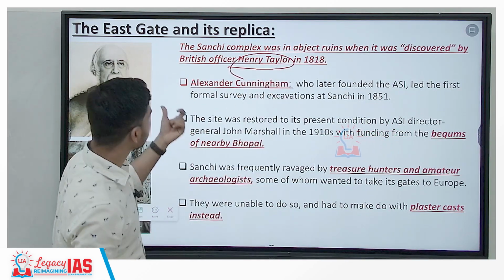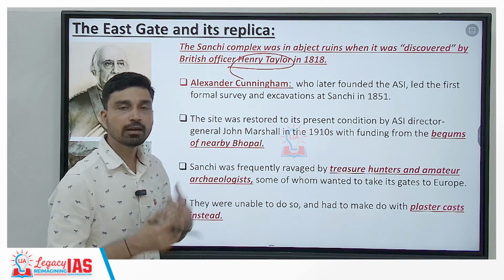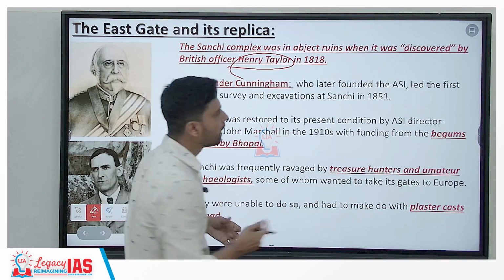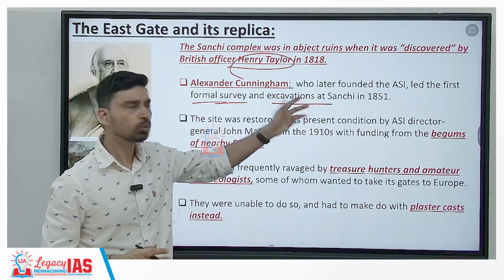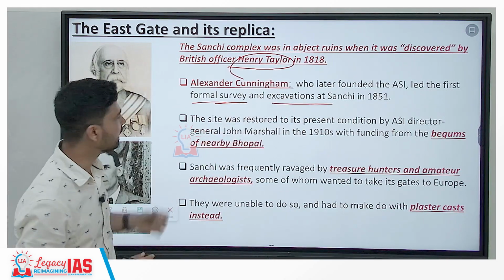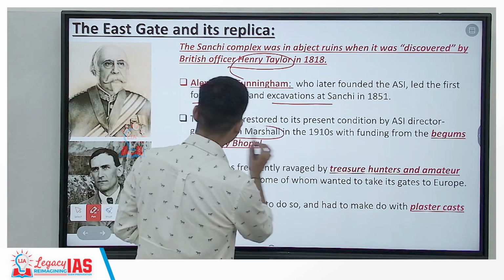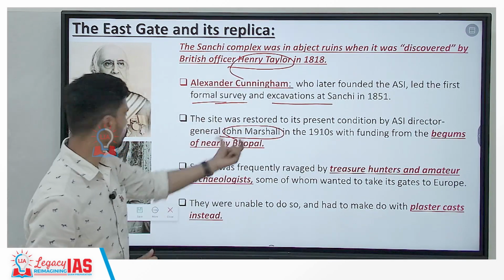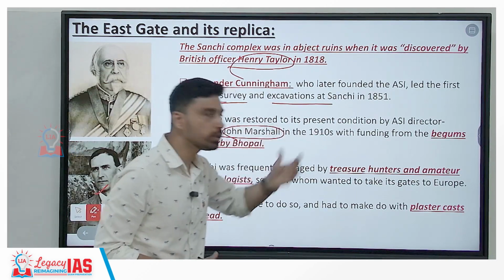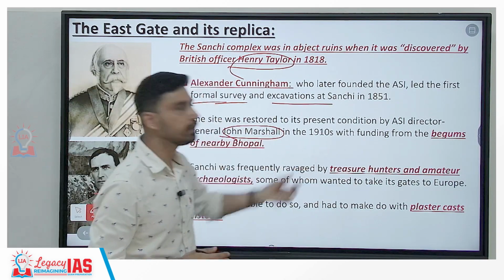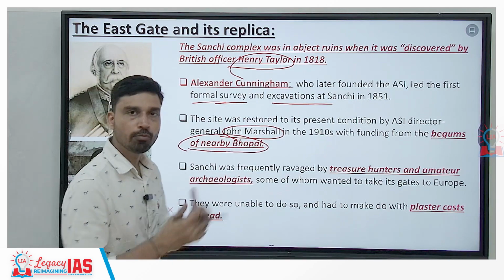Later on, the place was also inspected by Alexander Cunningham, who later founded the ASI, the Archaeological Survey of India, which exists even today, and led the first formal survey and excavation at Sanchi almost 30 years, or 28 years we can say, after the discovery, that is in 1851. Now, it was after his initiative and also the work of ASI Director General, later, John Marshall, as we can see from this photo, that the stupa was restored to its present condition, and he received funding for this from the Begums of the nearby state of Bhopal.